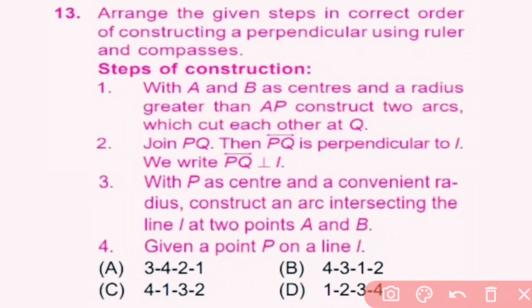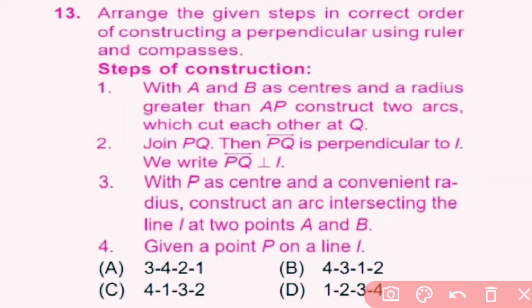Question number 13, arrange the given steps in correct order of constructing a perpendicular using ruler and compasses. Steps of construction. Option 1, with A and B as a center and a radius greater than AP, construct two arcs which cut each other at Q. Option 2, join PQ and then PQ is perpendicular to L. We write PQ perpendicular L.